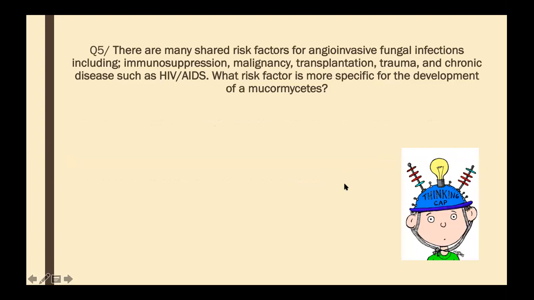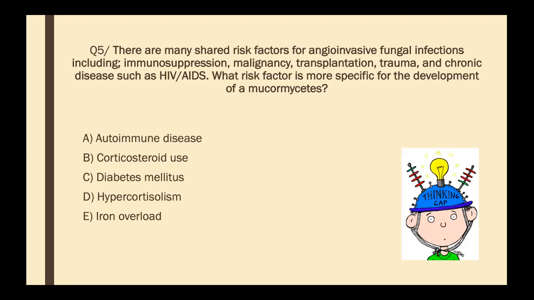Moving to the fifth question, there are many shared risk factors for angioinvasive fungal infection, including immunosuppression, malignancy, transplantation, trauma, and chronic disease such as HIV and AIDS. Which risk factor is more specific for development of mucormycosis? Autoimmune disease, corticosteroid use, diabetes mellitus, hypercholesterolemia, or iron overload? What do you think?